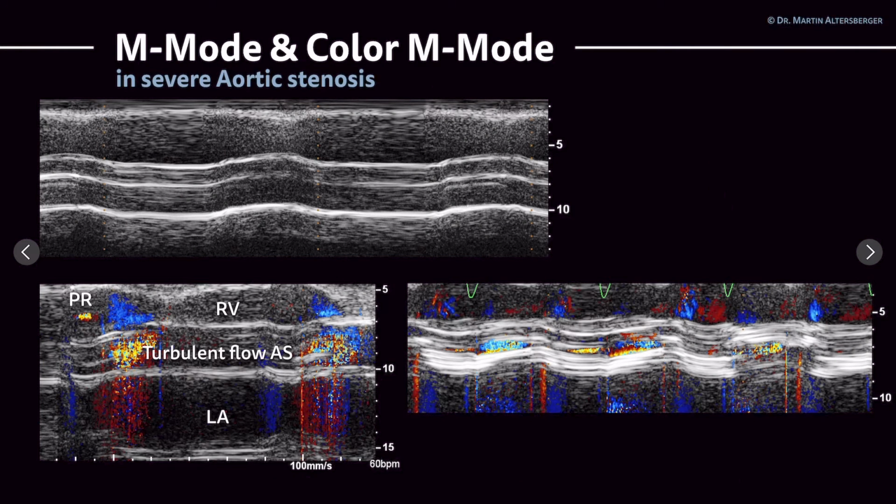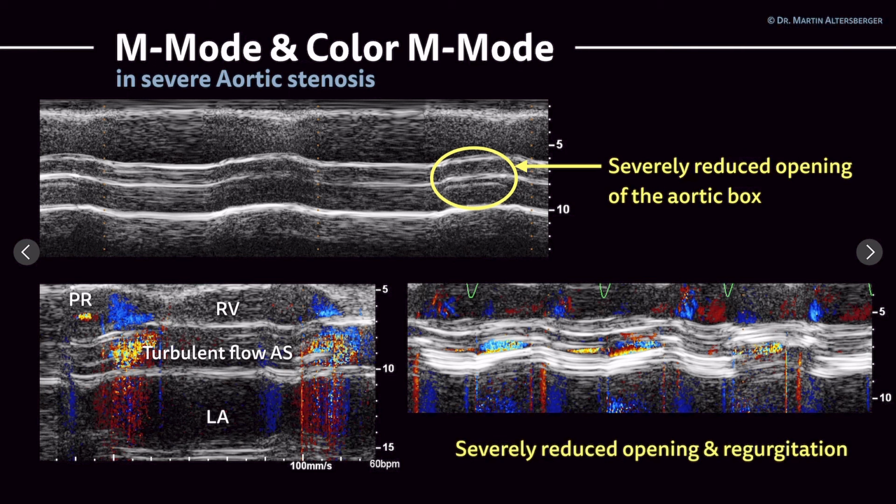These are examples of severe aortic stenosis. You see that it looks entirely different. It's very hard to differentiate the diastolic part from the systolic part, and here you see the severely reduced opening of the cusps of the aortic valve. So the aortic box is very small. Also, you can add color M-mode, color Doppler information.